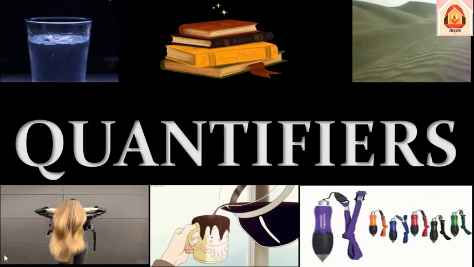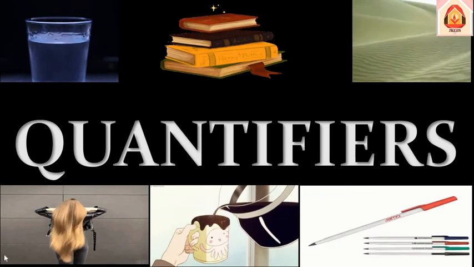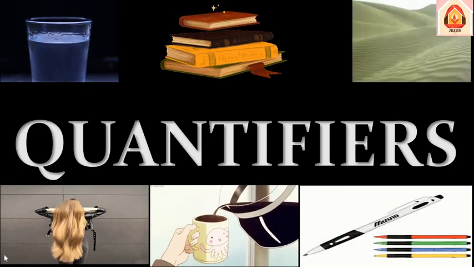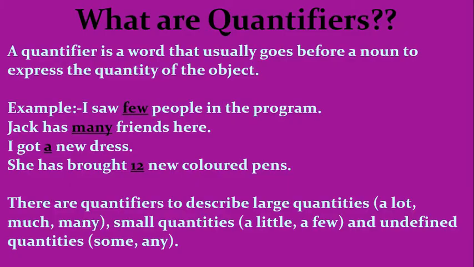Now we will study quantifiers. Quantifiers we study to know how we can express the quantity of countable or uncountable nouns. What are quantifiers? A quantifier is a word that usually goes before a noun to express the quantity of the object. That object could be a countable one or it could be an uncountable one. Example, I saw few people in the program. People are countable. But instead of counting, we have given the approximate that few people were seen. Jack has many friends. I got a new dress.